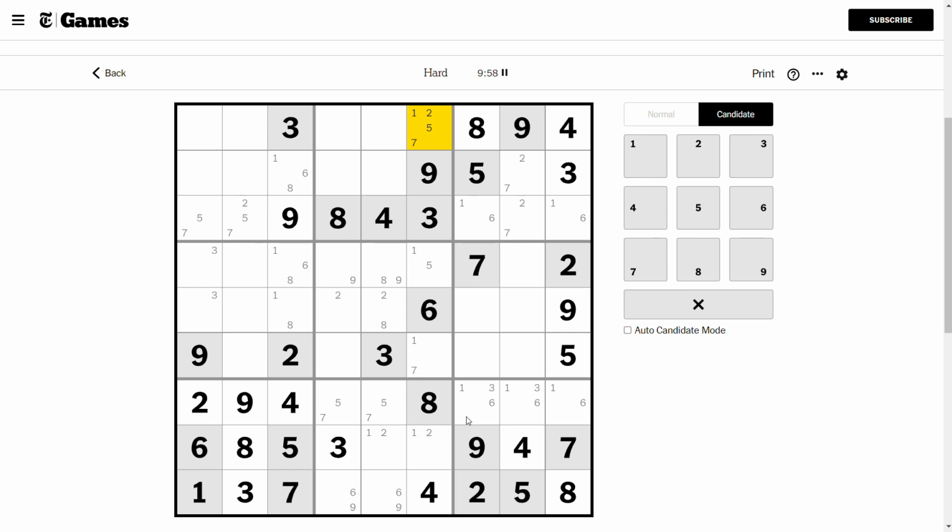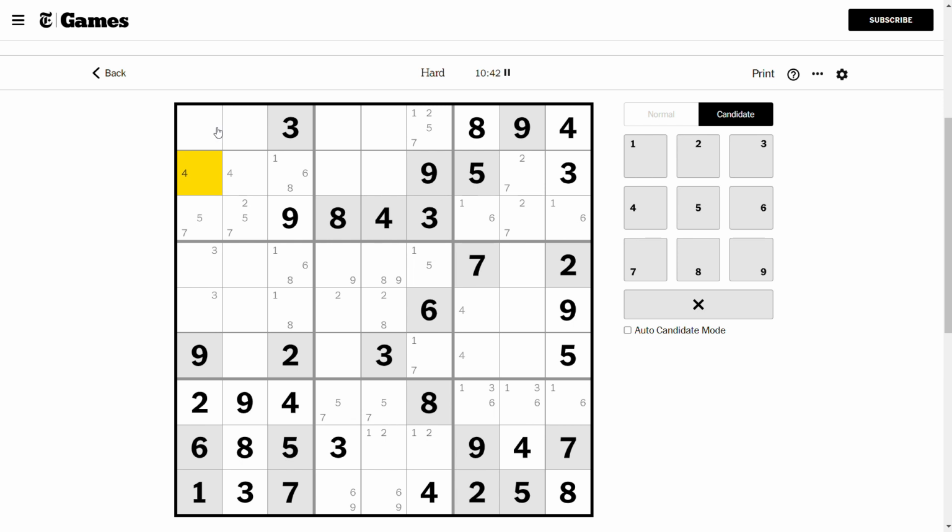Let me see. I guess these 4s can be placed here, and these 4s are placed here as well. Oh, I just found something.